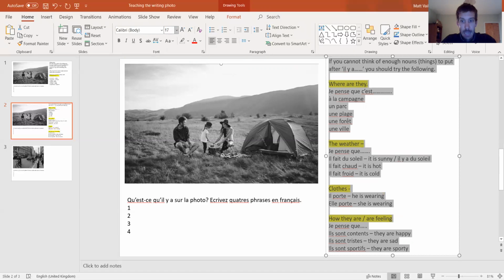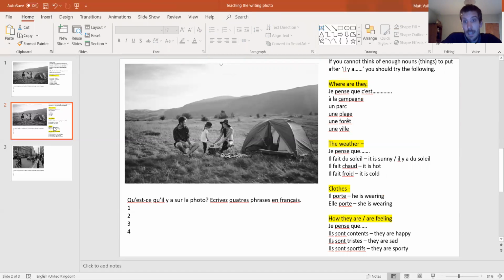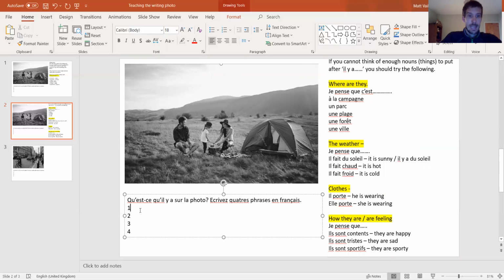You really should have got enough with the first option I gave you, which is in the photo there is. You should really hopefully have at least certainly two or three of the sentences there. And then hopefully, most of the pictures I've seen so far have been outside. You could do a weather picture and where they are. It's not a weather picture, a weather sentence, sorry, and a where they are. And then you're done.